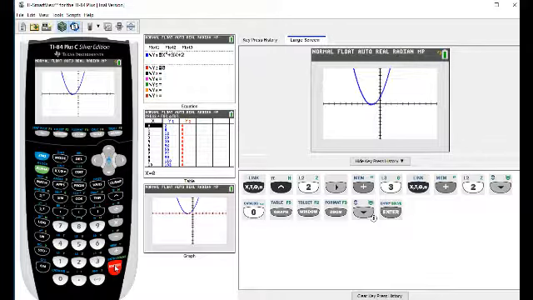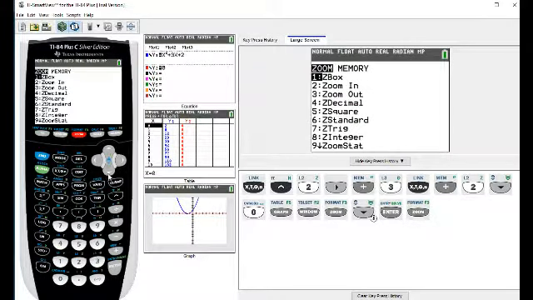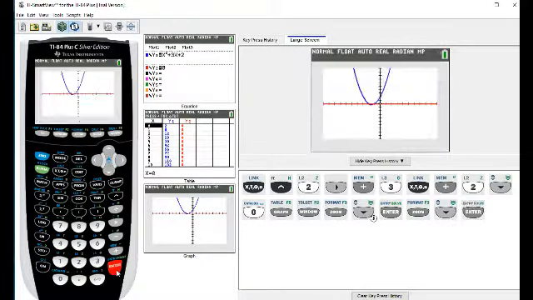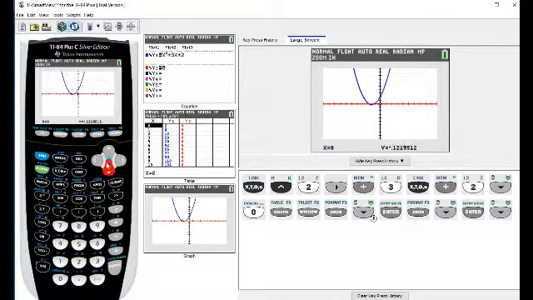Okay. We could zoom in some more using our zoom function. Since it's pretty close, we can see relatively where the zeros are. Go to zoom in, hit enter, and then use the arrow keys to get your cursor over to the intersection of the curves and hit enter.